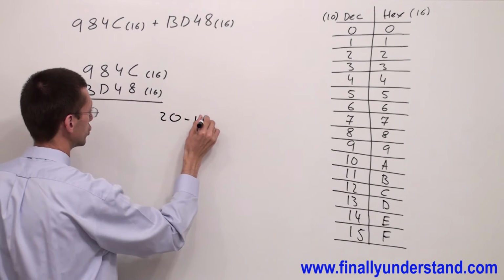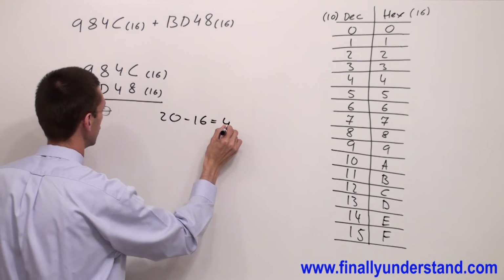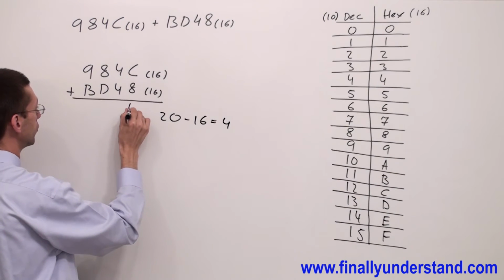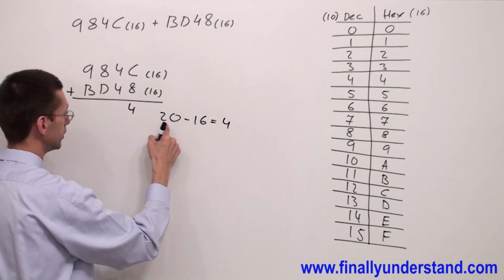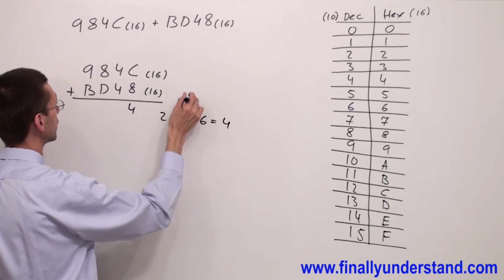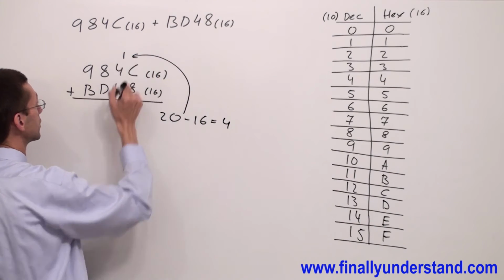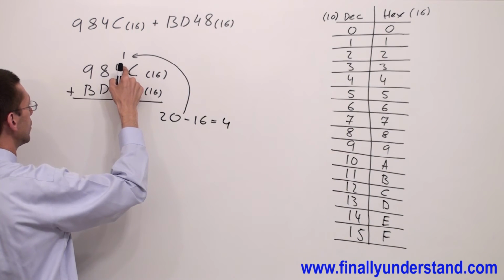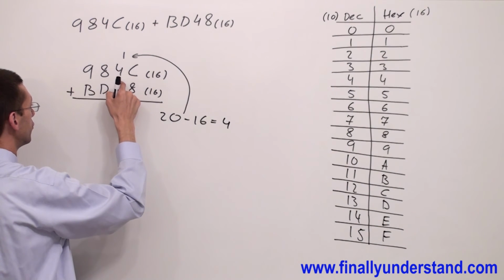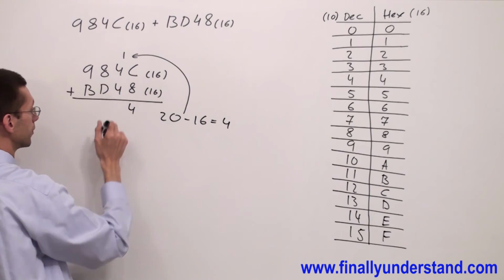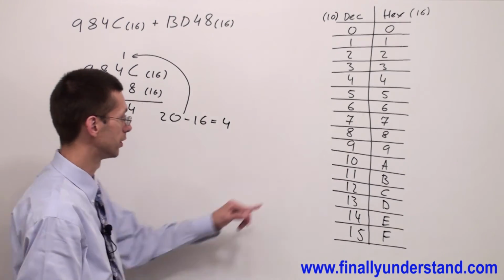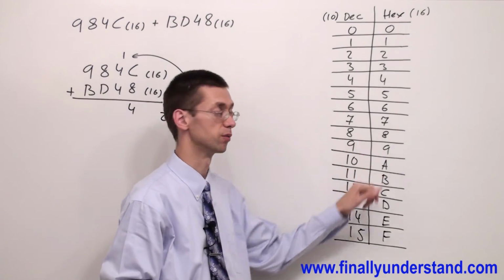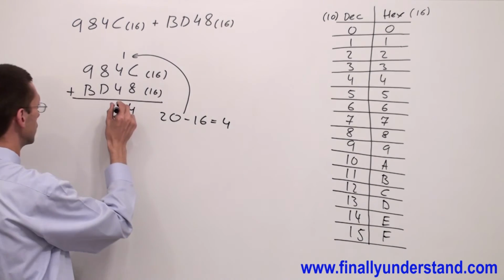20 minus 16 is equal to 4. That's why I'm going to write 4 over here. And because I performed this subtraction, I'm supposed to carry off 1 to the next column. 1 plus 4 is 5, plus 4 is 9. Okay, so 9 in hexadecimal is simply 9. That's why I'm supposed to write 9 over here.